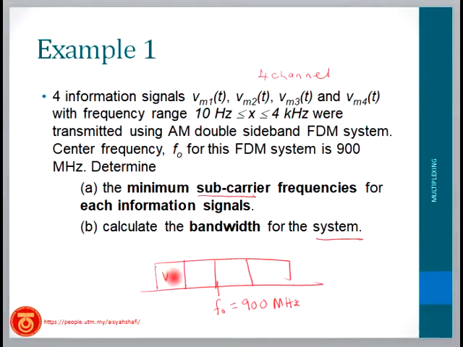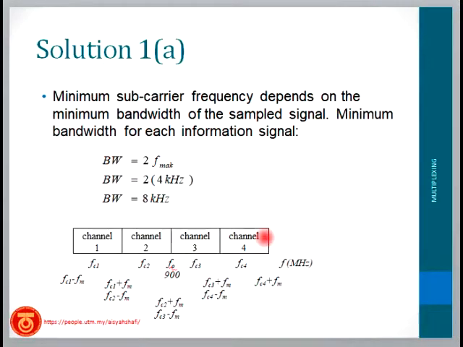Okay, this one has 4 information signals, and this question wants the value of the minimum frequency of each subcarrier signal, and to calculate the bandwidth. Bandwidth is from here to this one. This is the bandwidth. Okay, so how to solve this?